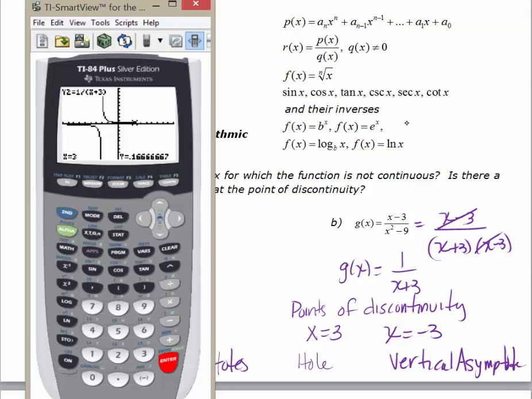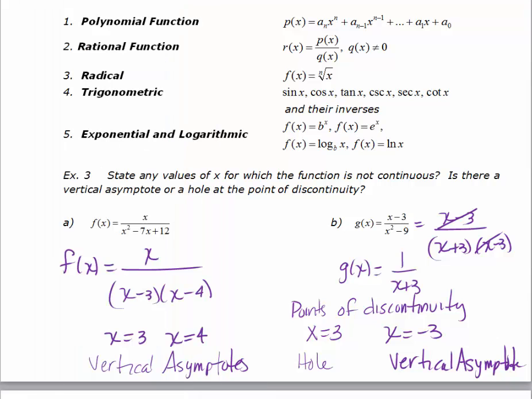So the difference between the two functions, the original function that had the common factor in there, is that one of them has a hole in it. This function right here has a hole because of the common factor. X equals 3 is not in the domain, but this function looks exactly like 1 over x plus 3, only there's a hole.